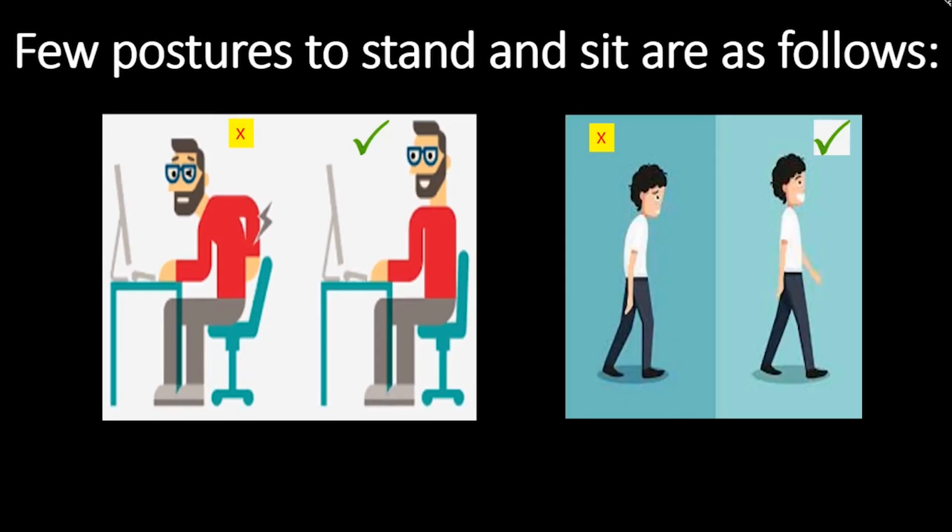Now few postures to sit and stand are as follows. You can see when it's a wrong posture there is a cross mark, and if it is the correct posture there is a tick mark. So just have a look at the correct posture when we sit and when we stand. I hope you learned about bones, joints, skeleton, muscles, exercises, and also about the posture.